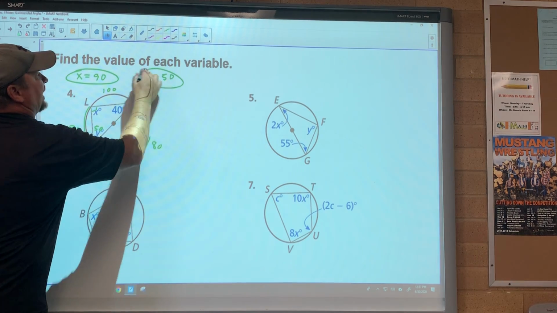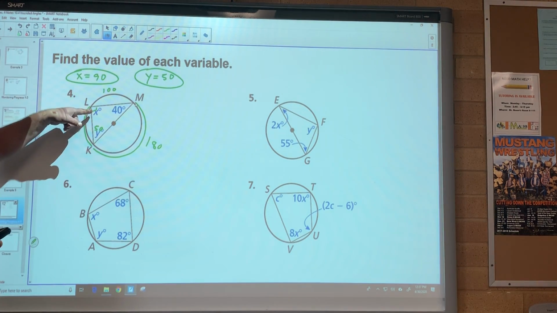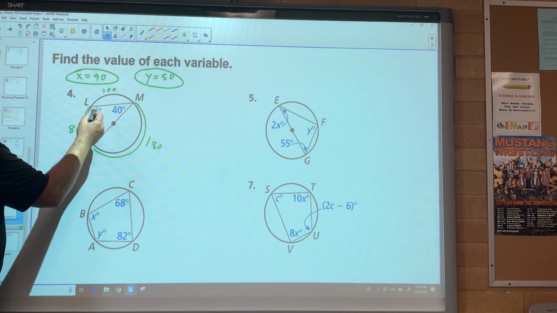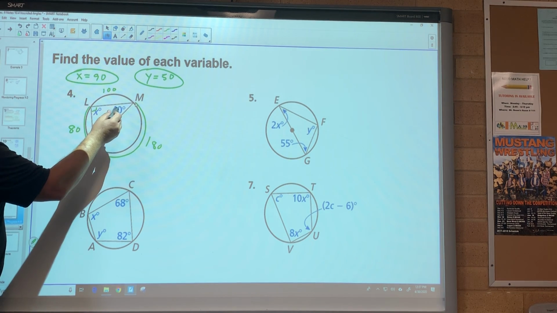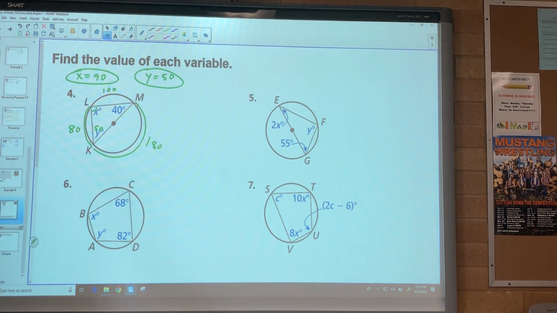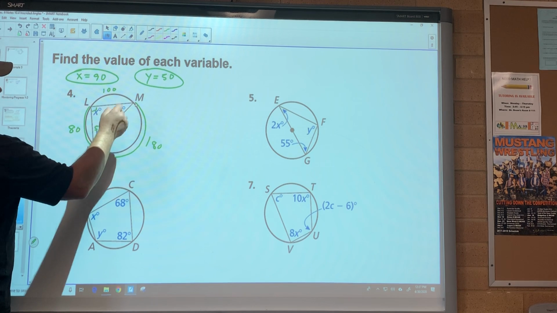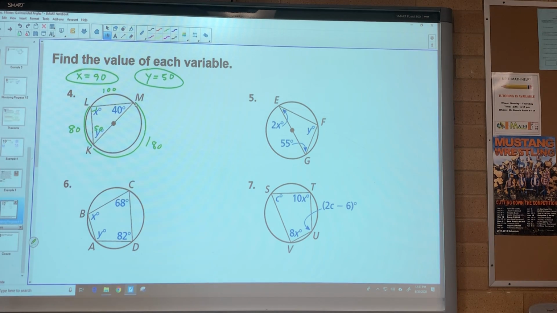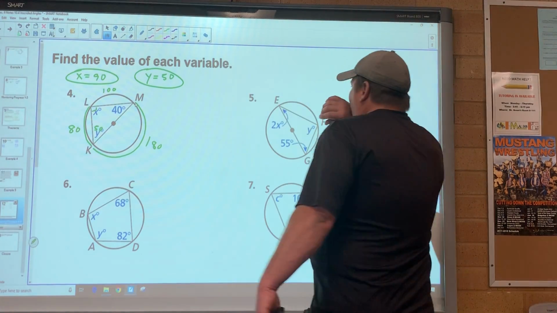Now, that's not the only way I could have done that. Once I found this was 90, all I would have to do is take 90, 40, and subtract it from 180, and I'd get the 50 anyway. So there's a couple of different ways you can do it. I like to actually show the 360 and then the 180 for any triangle. Okay? All right, so let's go back over to this one.